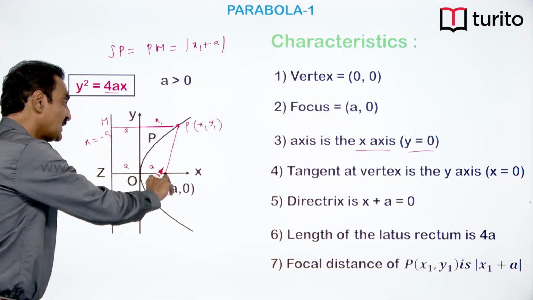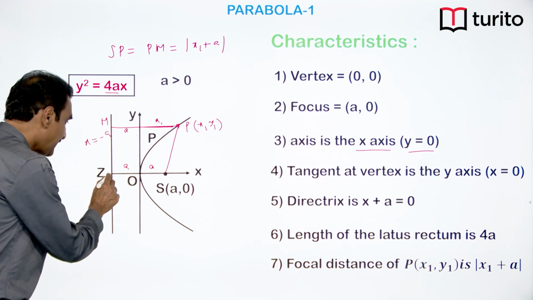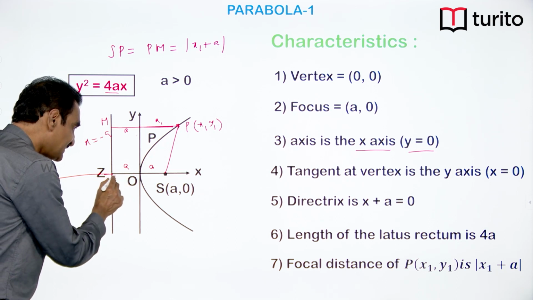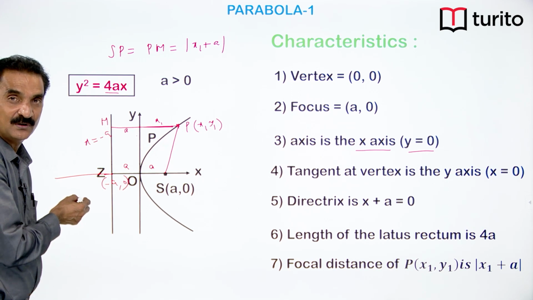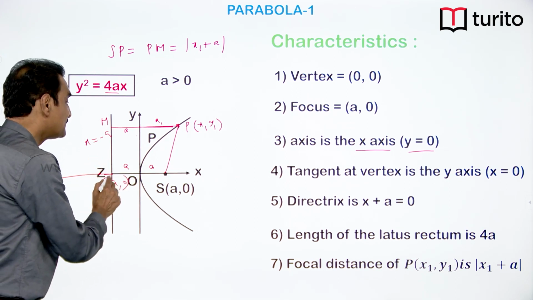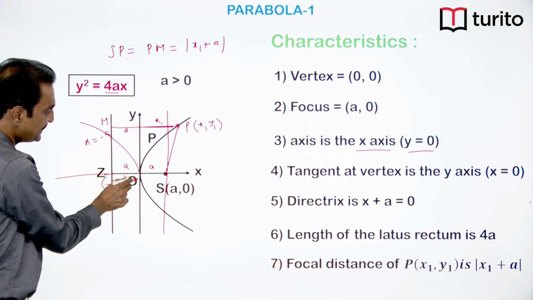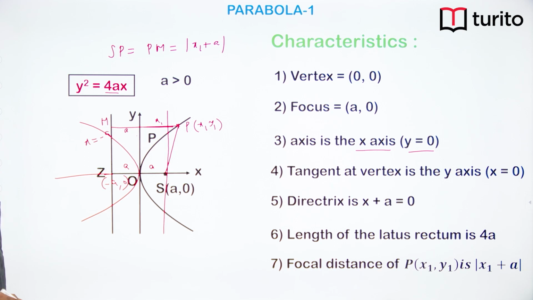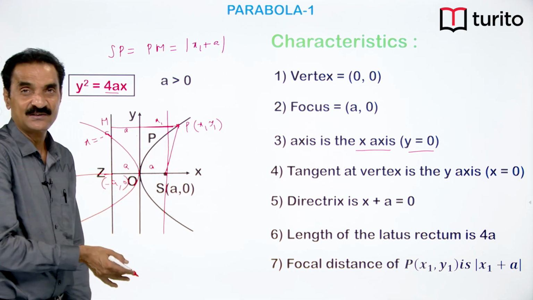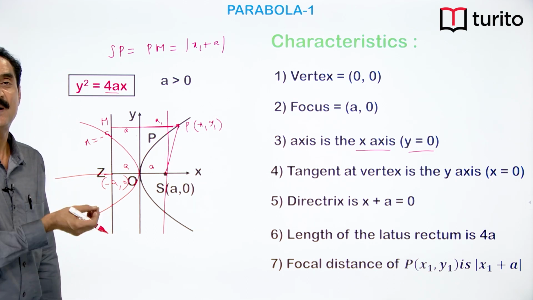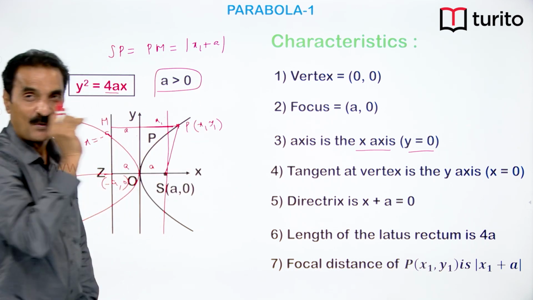If you take the focus on the negative x axis at a distance a, the coordinates of the focus will be (-a, 0). Then the directrix will come on the opposite side. You will get the directrix like this, and the parabola will come like this. That is the second standard form. You can get all these characteristics by just replacing a by -a. In all these parabolas, we are assuming that a is a positive number.